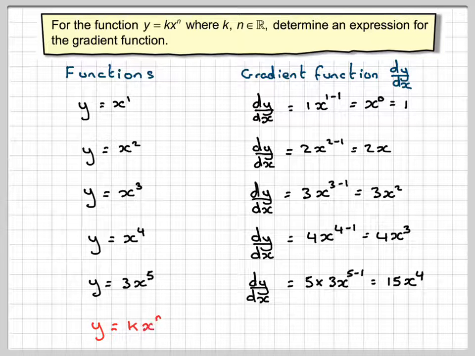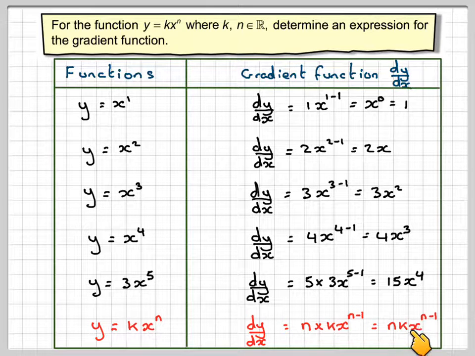So the general rule is if y is equal to kx to the n, i.e. k in this case would have been 3 and n would have been 5, then dy by dx means bring down the power, so bring down n, multiply by kx, and then reduce the power by 1. So that's normally written as nkx to the n minus 1. Okay, so this has been a video to show you how to determine the expression for the gradient function. The bottom one here needs to be learnt.